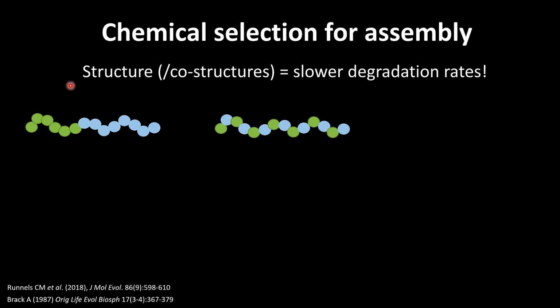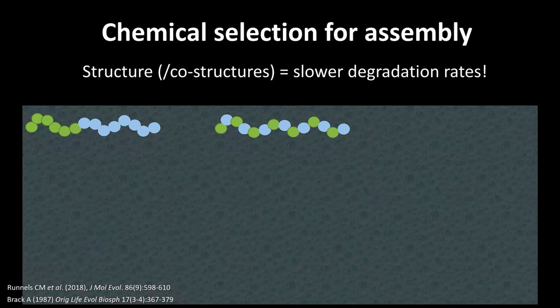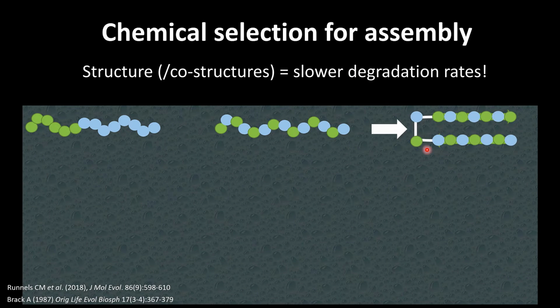And this is the second level of selection, assembly. The things that survived were selected. And if there's just one takeaway message that I want you to remember from this primary talk, it is that structures or co-structures will lead to slower degradation rates. Imagine having these two different polymers with different backbones. And one polymer can fold, let's say this one, and the other one cannot. So now we'll put them in water, and the polymer on the right will now fold.